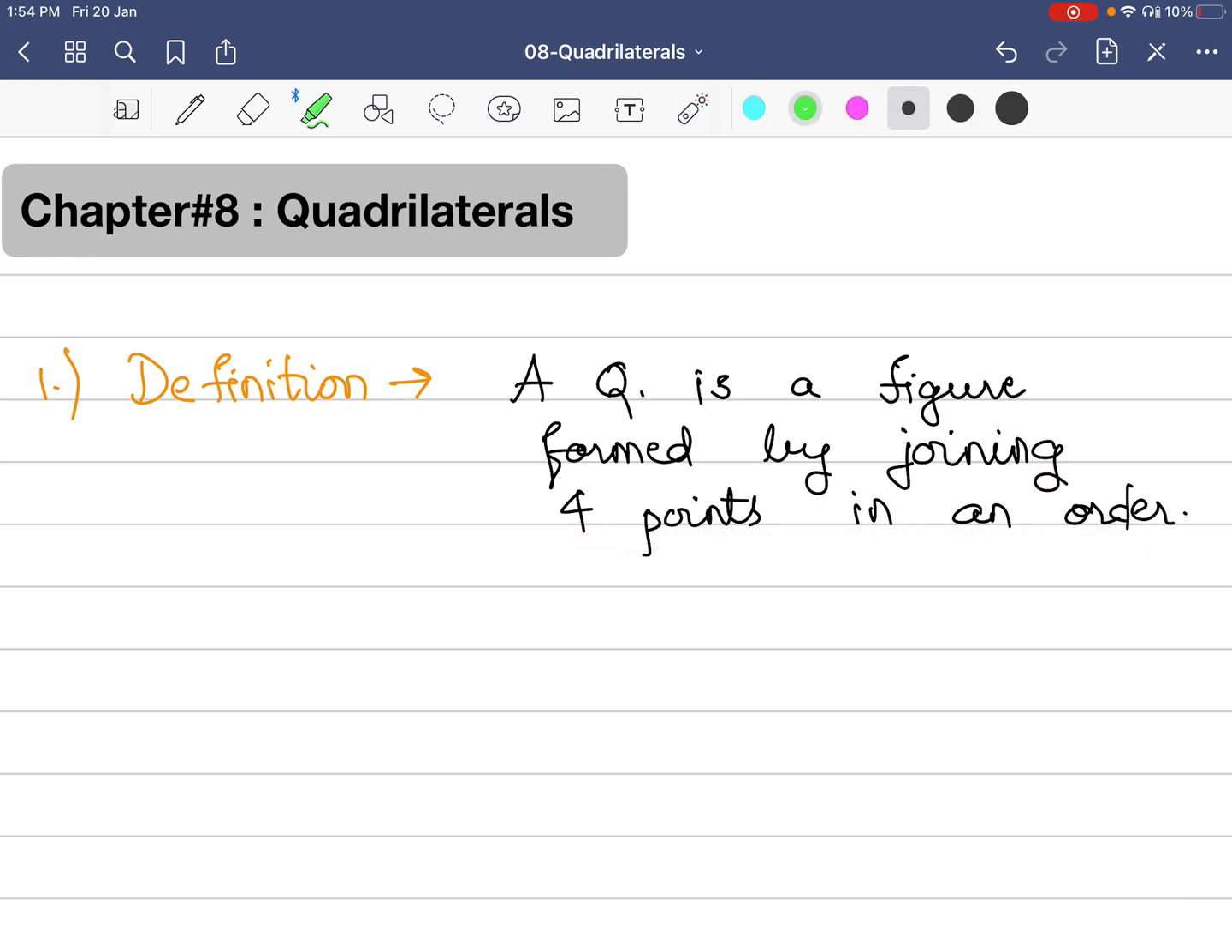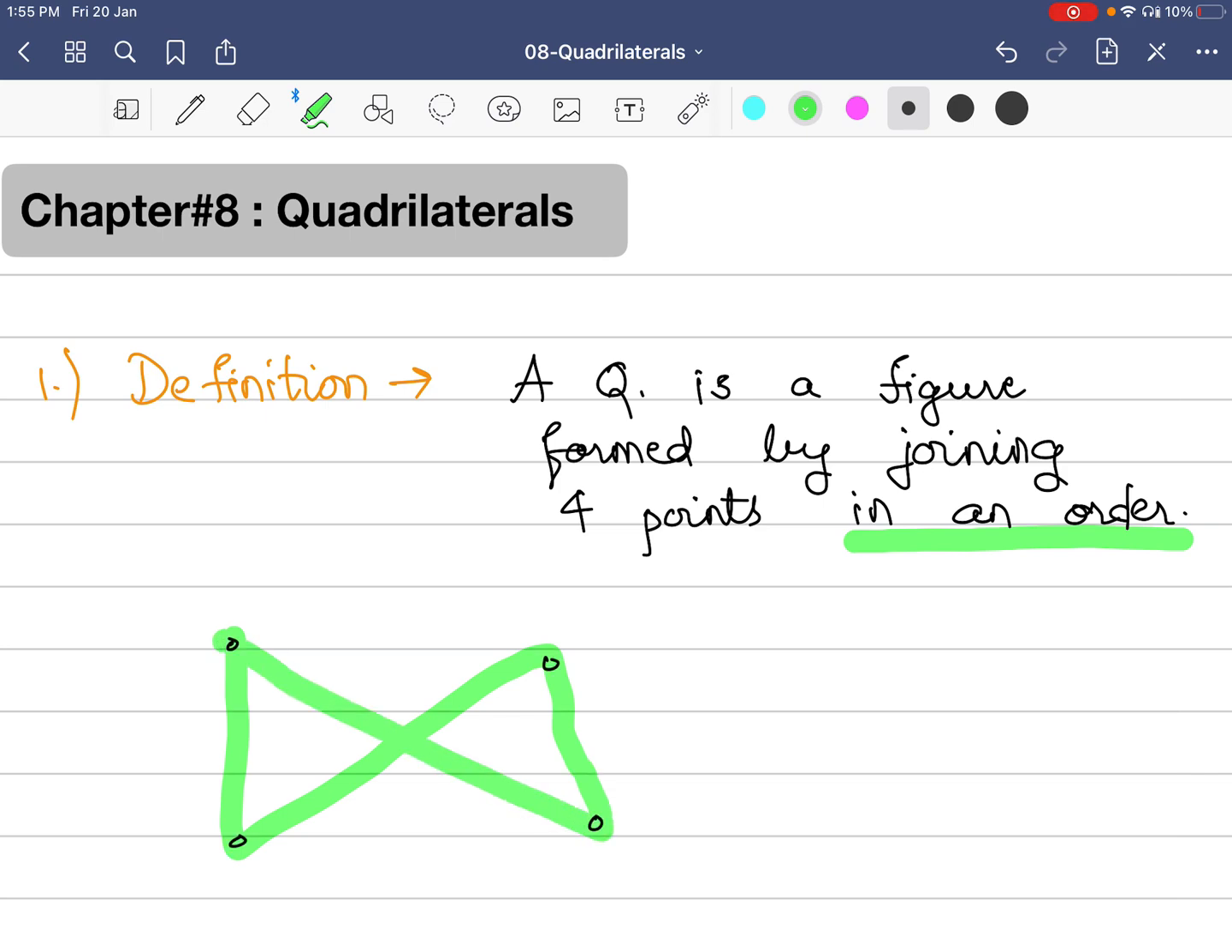This is a very important point. In an order, we have to join 4 points in an order. So let's take an example. Let's say this is my point number 1, point number 2, point number 3, point number 4. And I have asked you to join these 4 points. Now there are multiple ways to join these 4 points. For example, first way is, I'm going to use a highlighter. First way is like this: 1, 2, 3, 4. I have joined all the 4 points successfully.